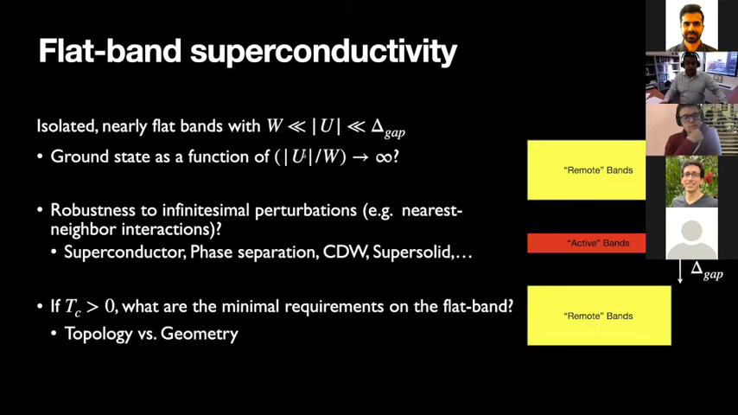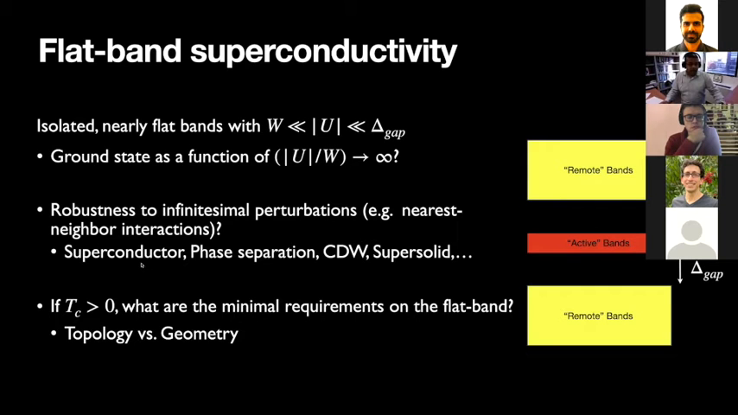Now, first of all, as I've already alluded to, it's far from being clear that if you turn on attractive interactions in this limit, you're even going to get superconductivity. Because now one has to figure out where the kinetic energy associated with the Cooper pairs is going to come from. More importantly, what we want to understand is how robust your ground state is to infinitesimal perturbations.